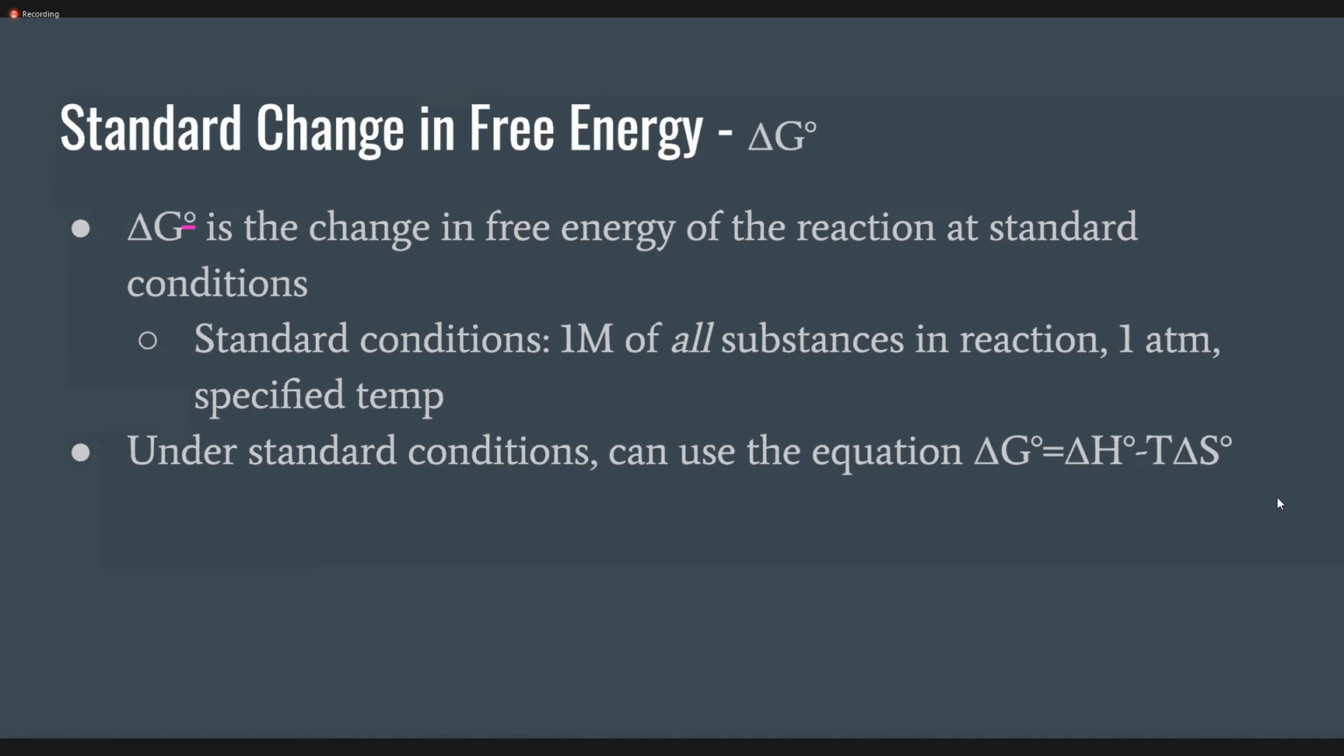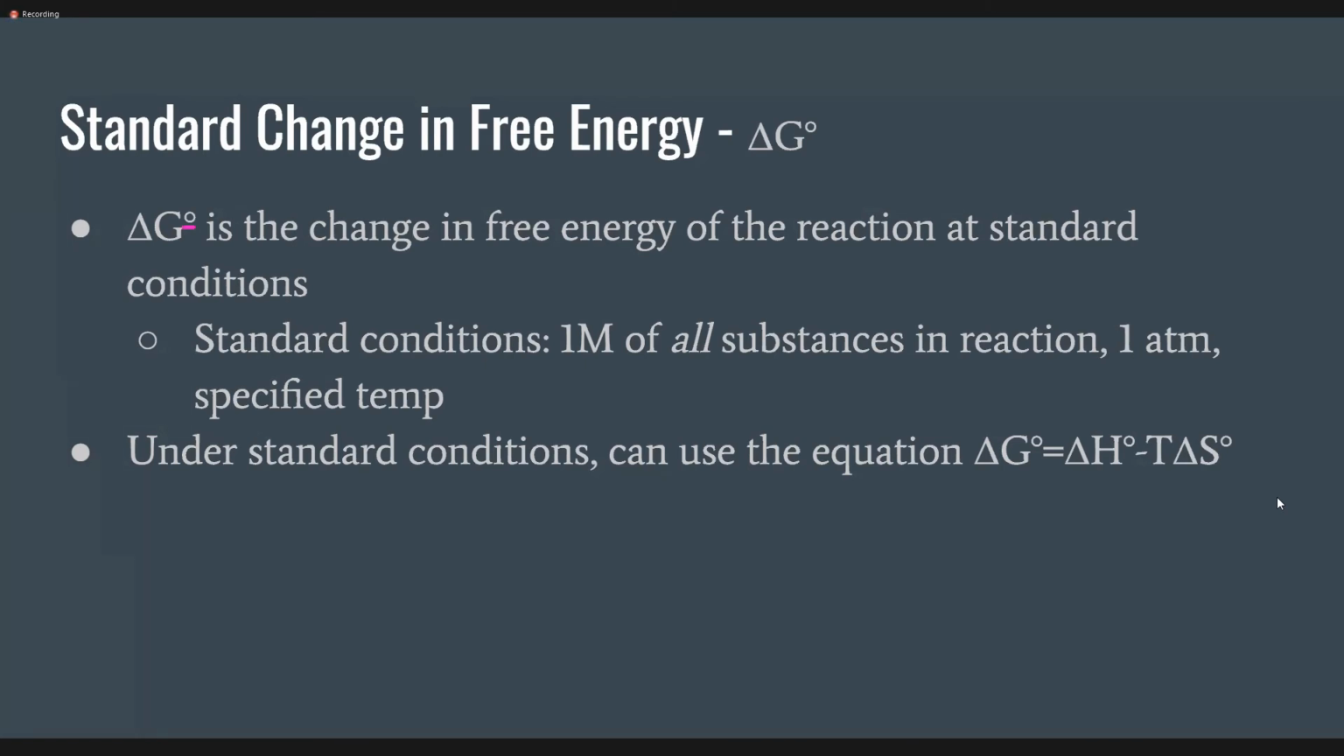So delta G tells us spontaneity and delta G naught tells us favorability. The way that I like to think about favorability is literally just: at equilibrium, am I going to have more products or more reactants? That's all that delta G naught tells you. And then our equation from before, delta G equals delta H minus T delta S. If we're at standard conditions, we can use delta G naught equals delta H naught minus T delta S naught.